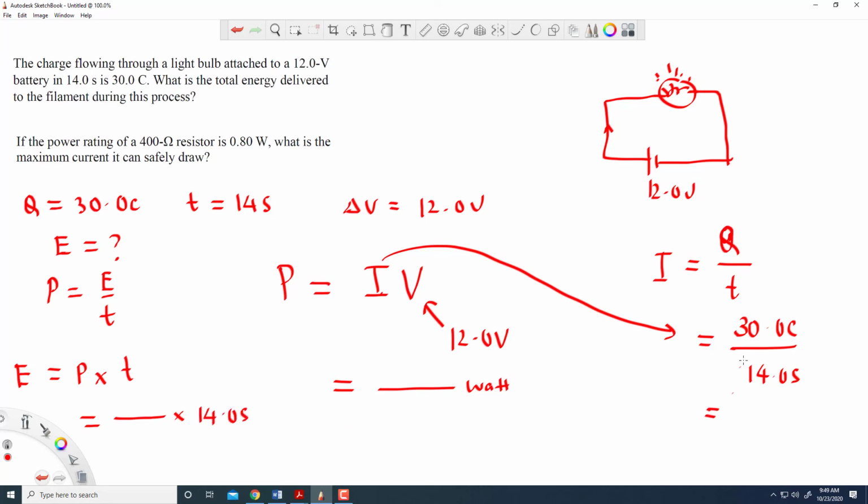So let's find the number here. I have 30 over 14. That gives me 2.14 amperes. And 2.14 amperes times 12 gives me 2.57 watts. Then 2.57 watts times the time gives me the energy.